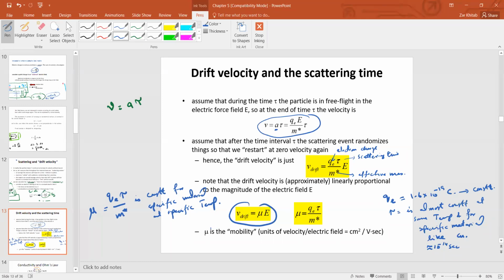Okay, remember, if you increase the charge, if you double the charge, mobility will increase. Interestingly, mu is proportional to tau.